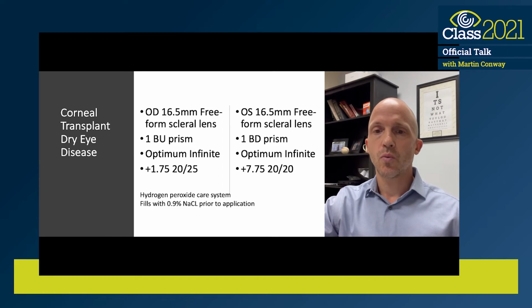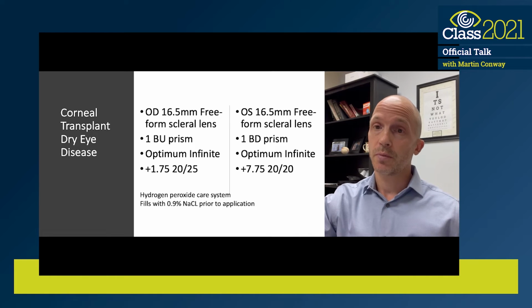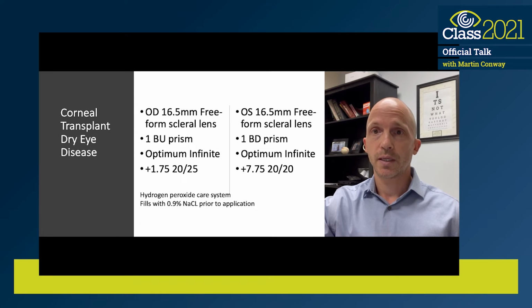So this included one prism diopter base up in her right eye and one prism diopter base down in her left eye. And with the new powers and the prism, she was able to see quite well, 20/25 in the right, 20/20 in the left, and the prism corrected her double vision. Overnight, she cleans and disinfects contact lenses with hydrogen peroxide care systems and fills her lens with 0.9% sodium chloride solution.